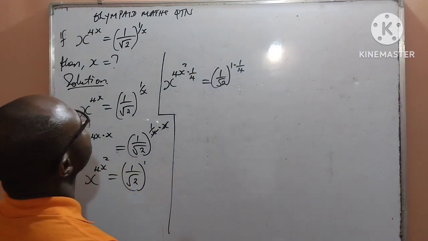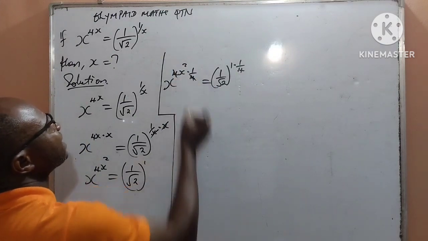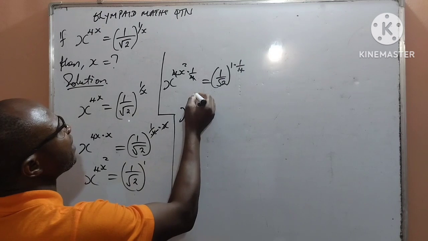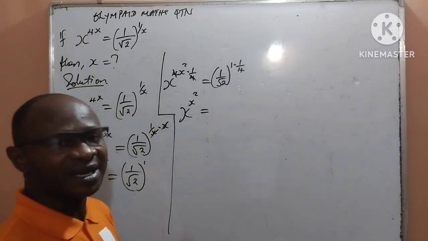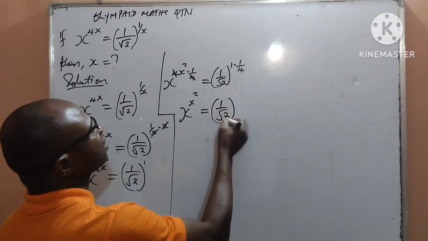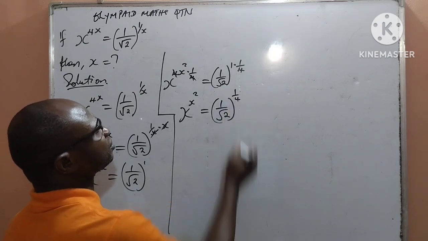Okay? And if you look at it, you see that 4 will cancel out 4, leaving me on the left hand side as x raised to the power x squared. And on the right hand side, I will simply have 1 all over the square root of 2, then to the power of 1 over 2.